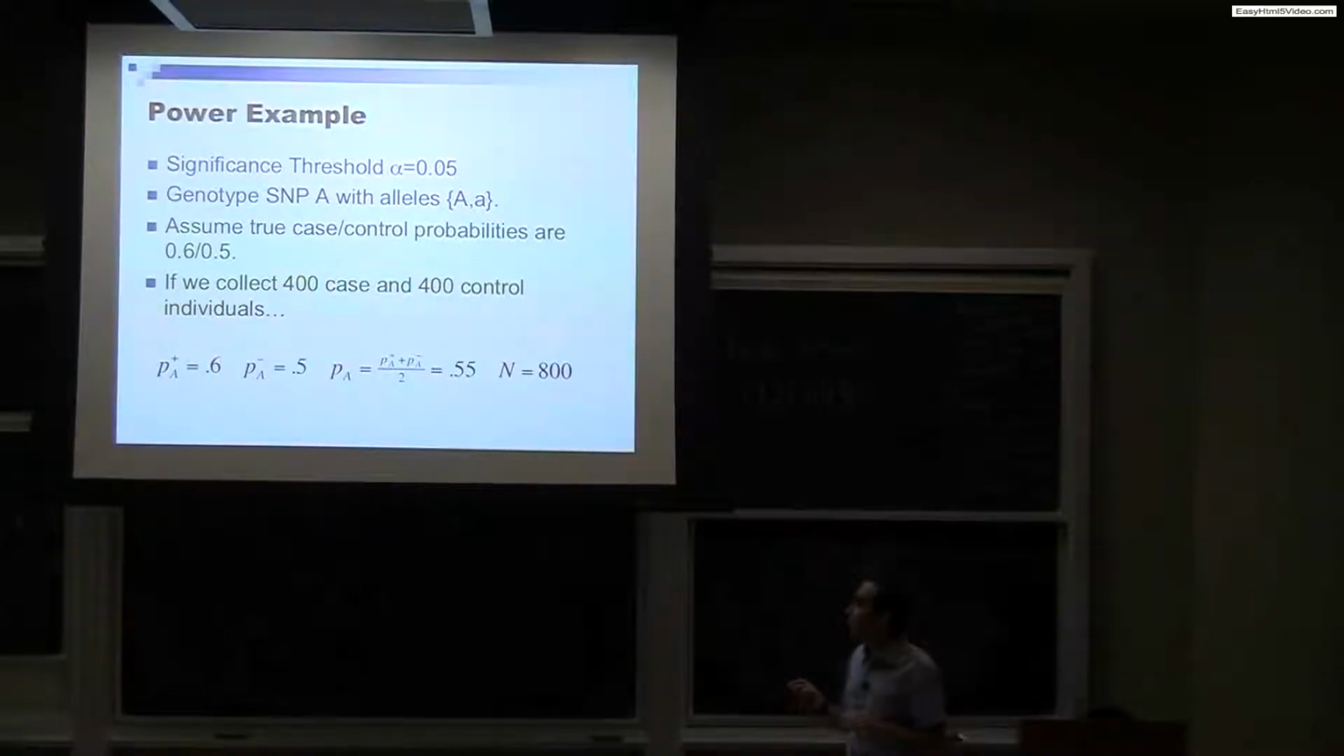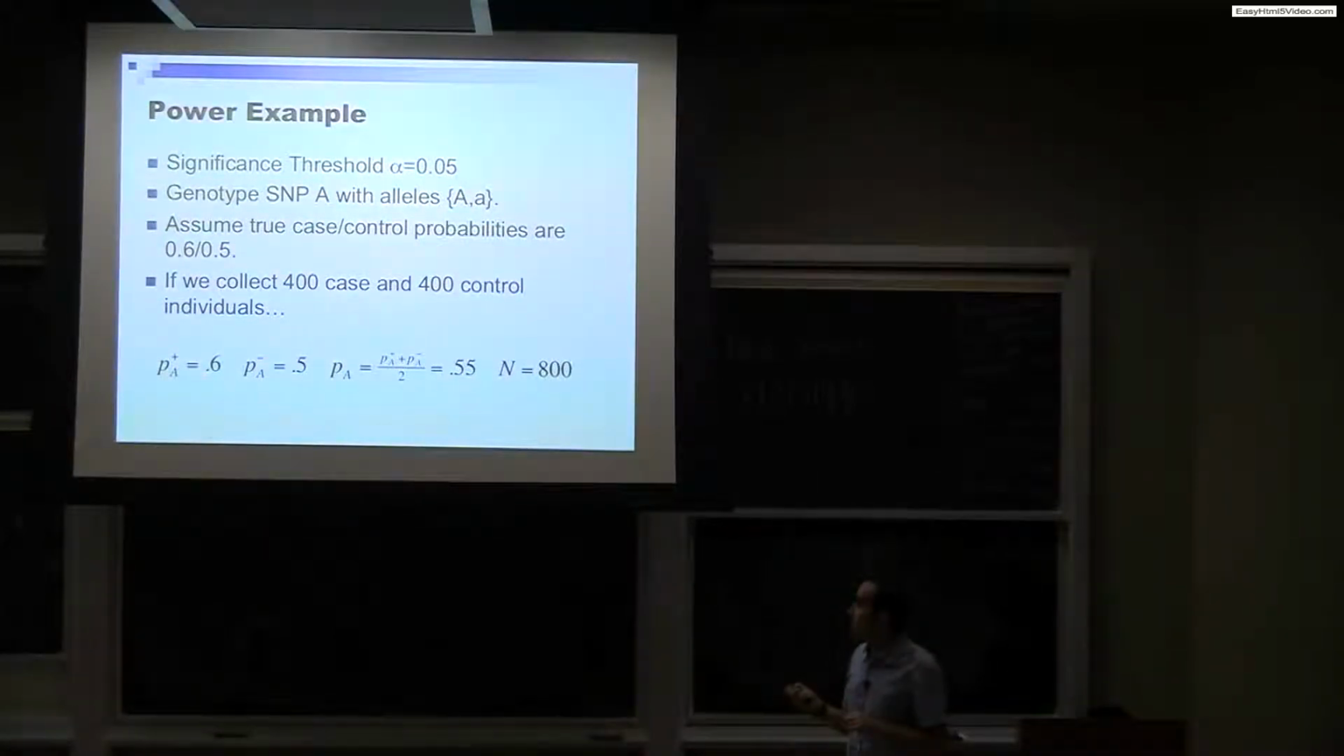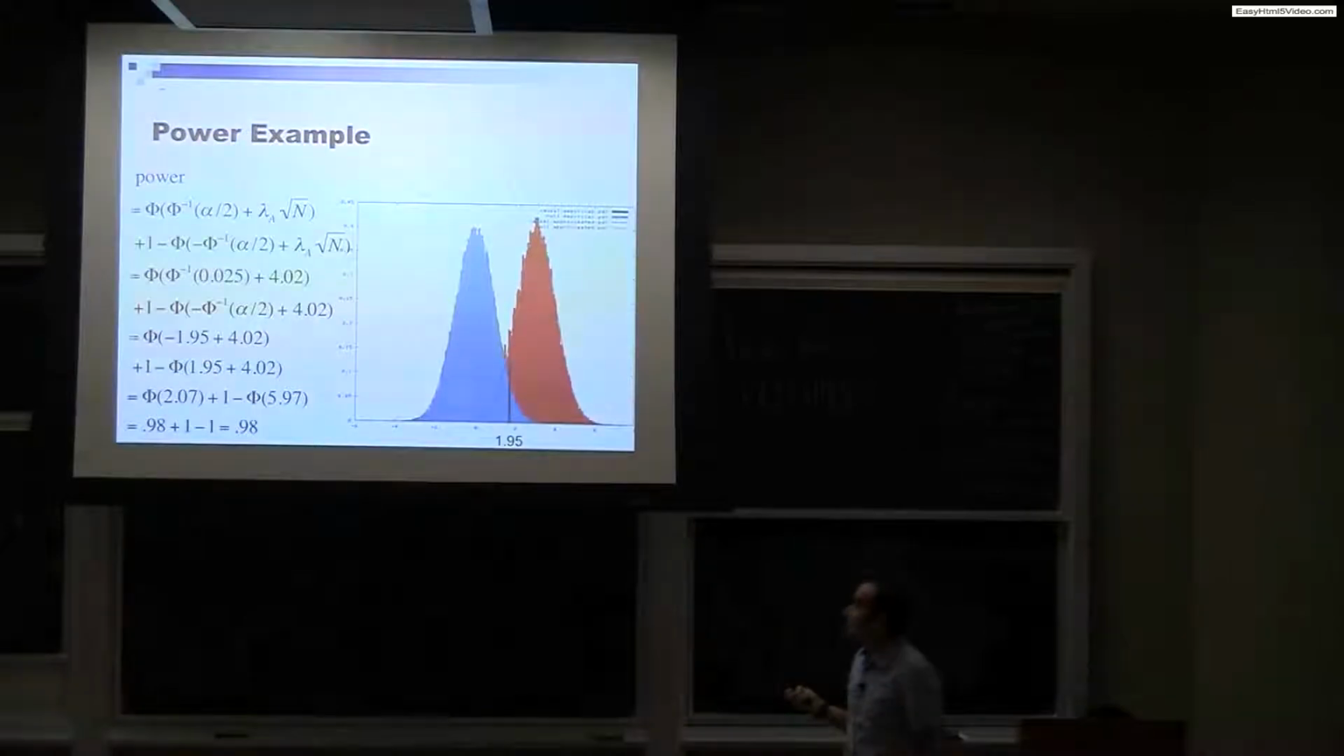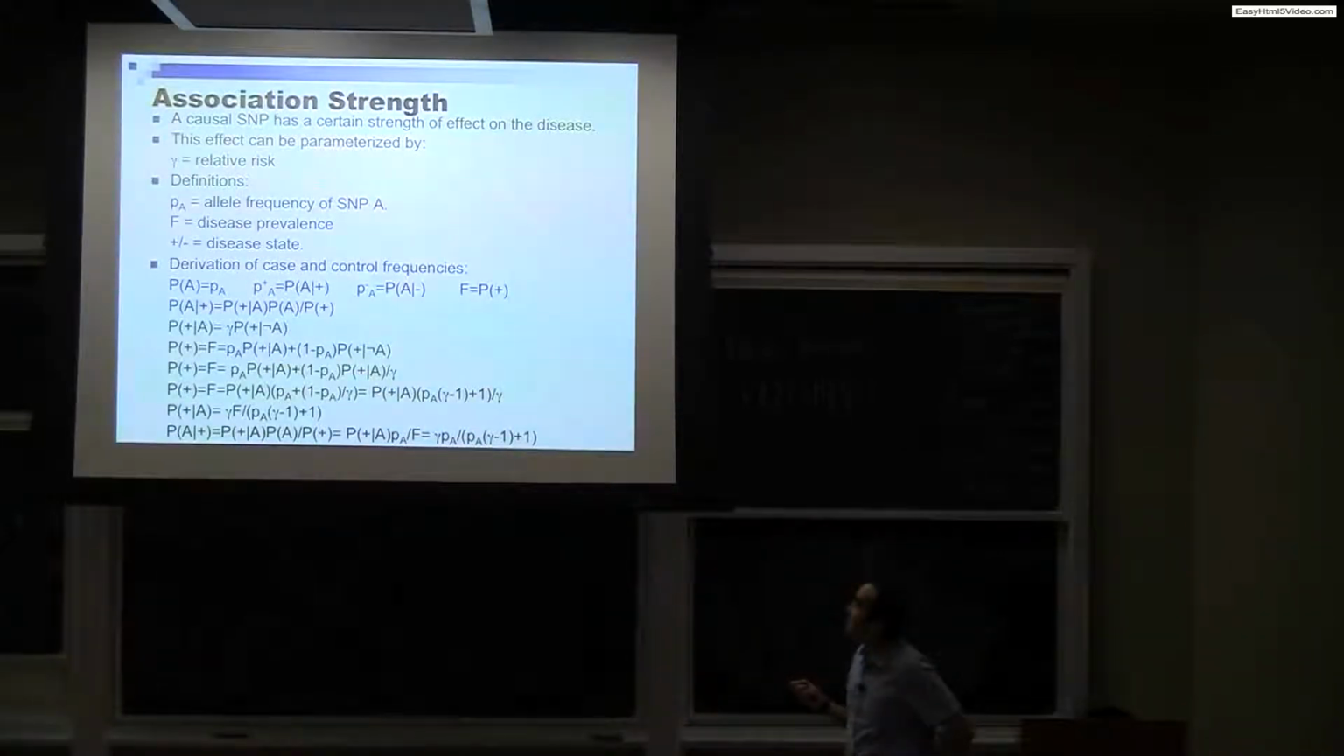Okay, so now, these examples assume that we know 0.6 and 0.5, but that seems kind of arbitrary, right? Like we're talking about a disease, how do we know that the cases and the controls are going to have these frequencies? So that's what this next thing is. This is actually how you do that.